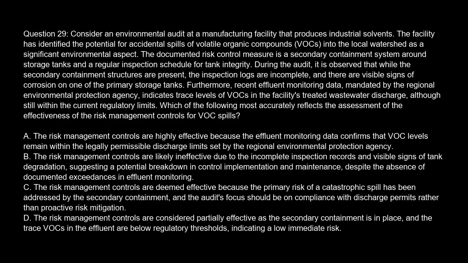Option C. The risk management controls are deemed effective because the primary risk of a catastrophic spill has been addressed by the secondary containment, and the audit's focus should be on compliance with discharge permits rather than proactive risk mitigation. Option D. The risk management controls are considered partially effective as the secondary containment is in place, and the trace VOCs in the effluent are below regulatory thresholds, indicating a low immediate risk.